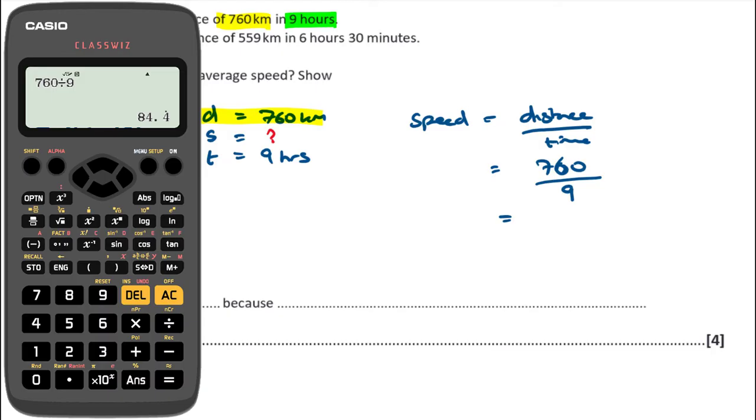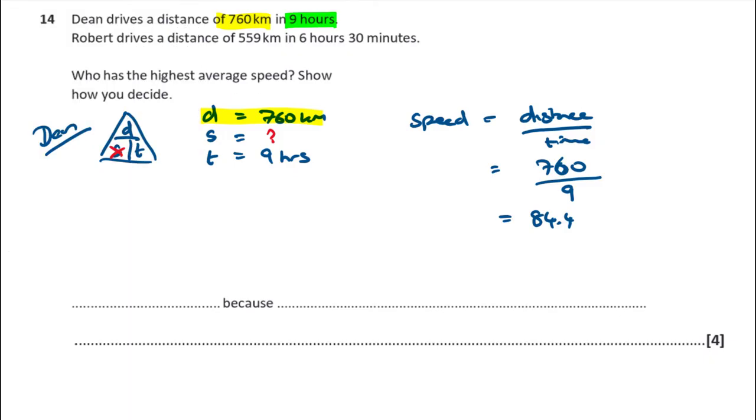Okay, so I'm going to round it off to 84.4. And then what's the units? So I had kilometers and I divided it by hours, so it's going to be kilometers divided by hours, kilometers per hour. Okay, right, so that's the speed of Dean.